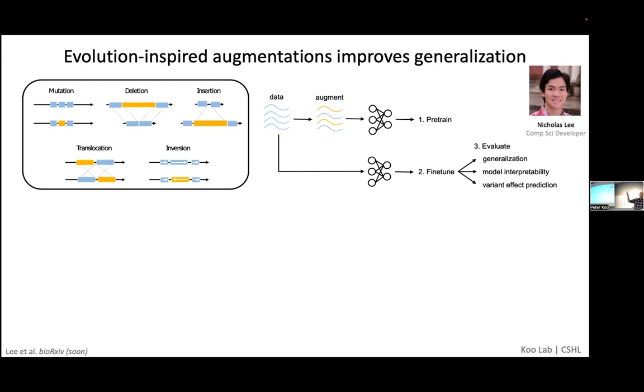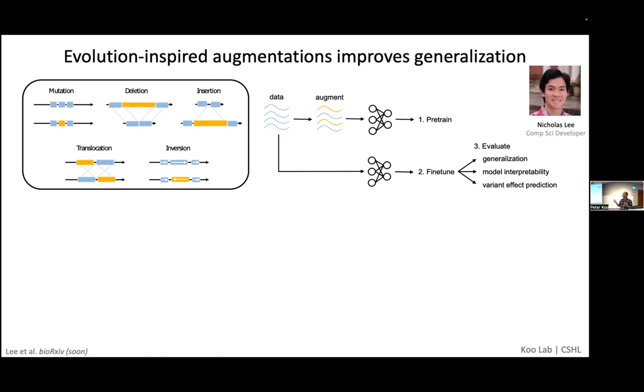Now, evolution does this to enhance genetic diversity and to enhance function so that you can select on them. We don't know what these mutations and perturbations are going to actually do to the function of the sequence. So what we're going to do is look the other way and just say it's the same function as wild type and train the model anyway.